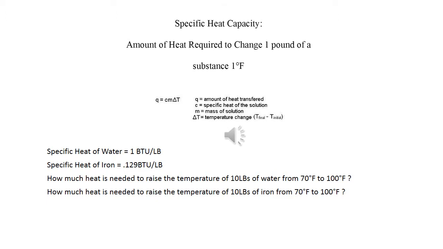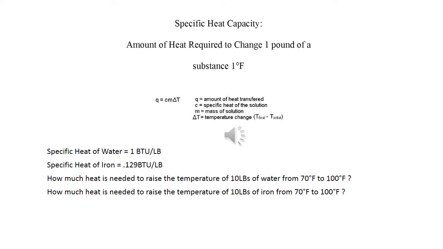All substances have a specific heat capacity. The definition of specific heat is the amount of heat required to change 1 pound of a substance 1 degree Fahrenheit. If you notice, the definition is very similar to the definition of a BTU. The difference is a BTU is about water. Specific heat capacity is about a specific substance.